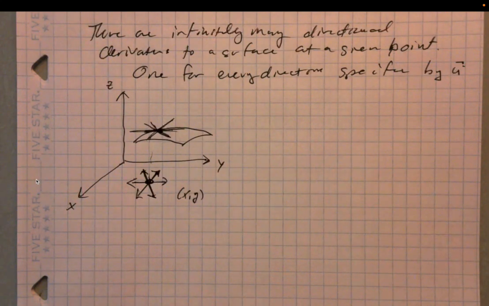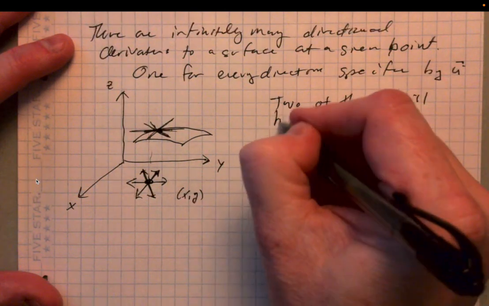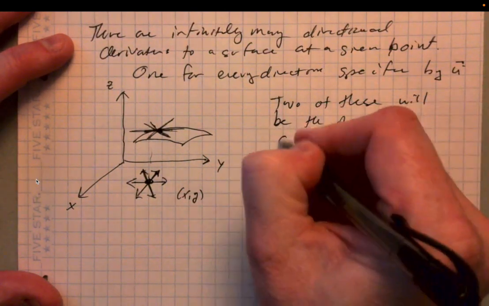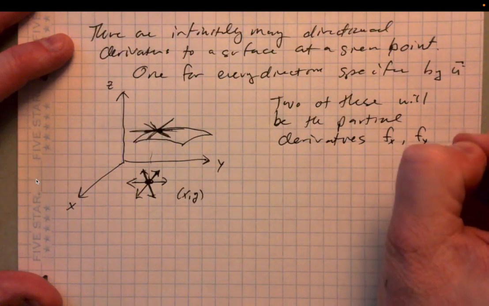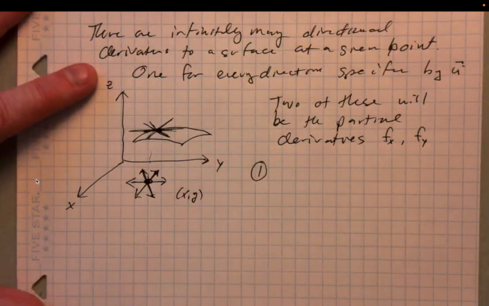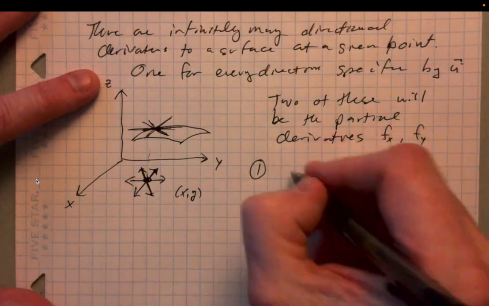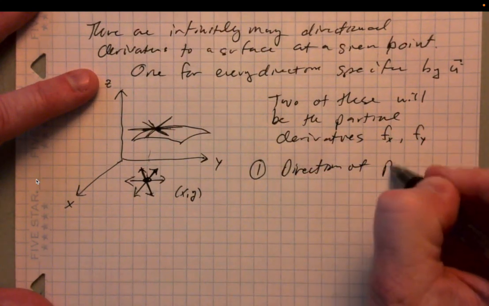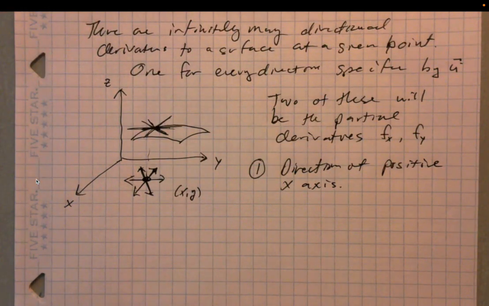Okay. That being the case, two of these directional derivatives are of interest. Two of these will basically boil down to just the partial derivatives, and those are the ones we're very familiar with: f sub x and f sub y. So the first one, let's say this is going to be the directional derivative in the direction of the positive x-axis.